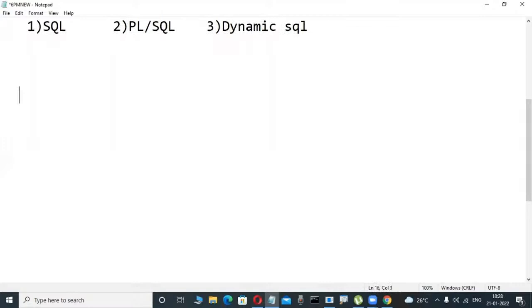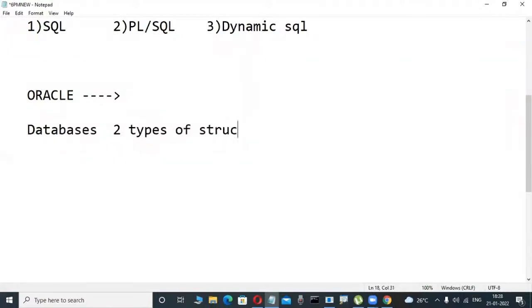Actually, these relational databases are there: Oracle, SQL Server, DB2. These are relational databases. But these databases have two types of structures. You must be familiar with this before we start our courses. Observe here, two types of structures are there. Don't write it, just observe it here.